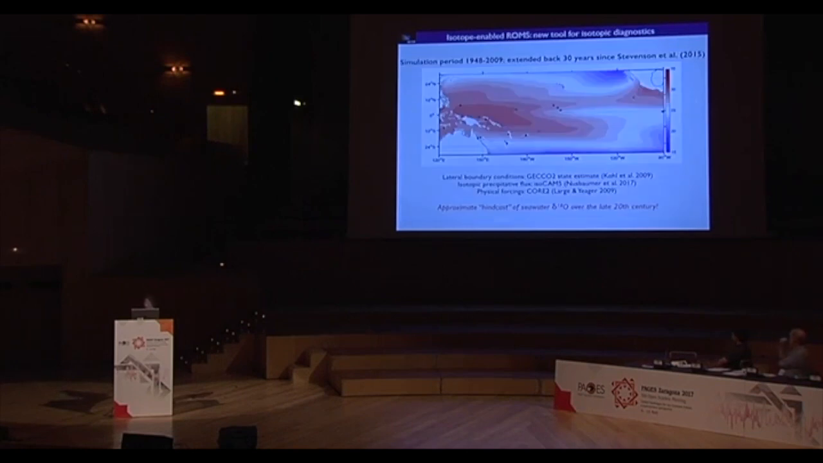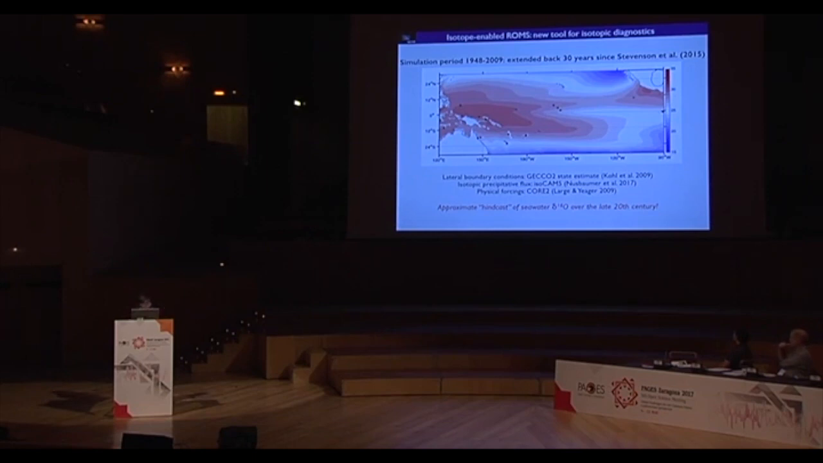So this is why I developed the isotope-enabled ROMS, or ISO-ROMS. ROMS is the Regional Ocean Modeling System. And this is a good tool for this purpose because you can force it with observations. It's not a coupled climate model, so you don't have to deal with all of the biases in the mean climate that you get when you have a fully coupled simulation. This tool was initially published in 2015, and I was able to simulate 1979 to 2009 at that time. But what I've been doing for the past few months is actually extending this further back. So we can now simulate the entire 1948 to 2009 period.